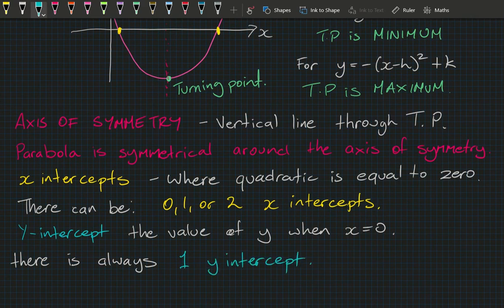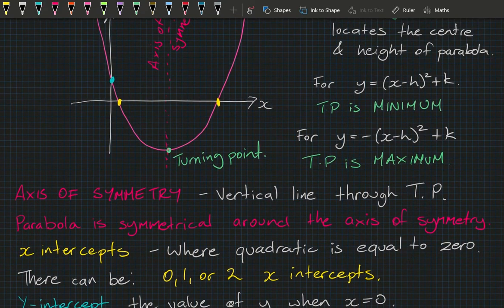Just to make another point about the axis of symmetry that's going to become very important later on in this block, what we mean by symmetrical is that any points that have the same y value will be the same distance from it. So here we've got two x-intercepts. Their distance from the axis of symmetry will both be the same.